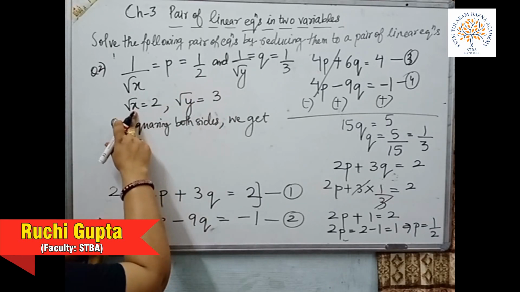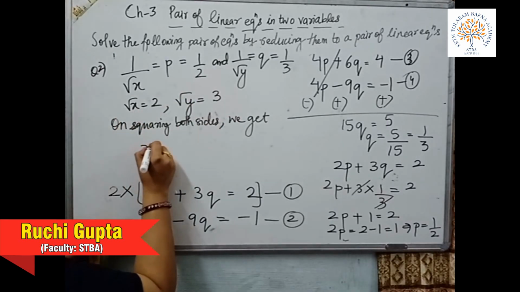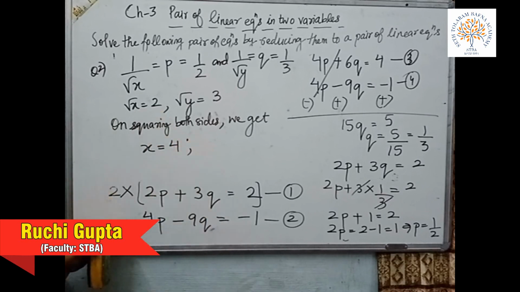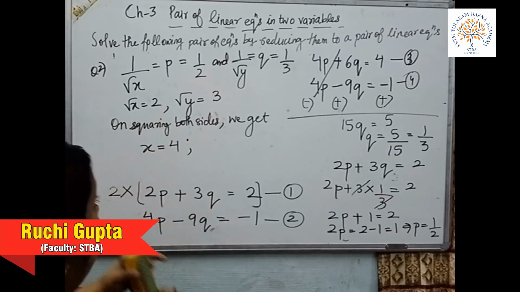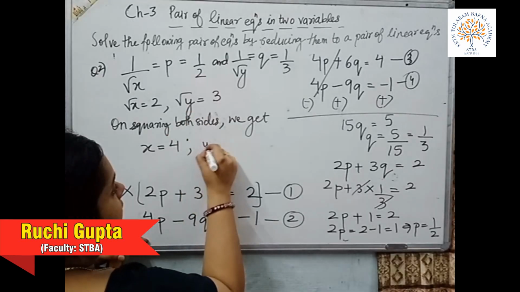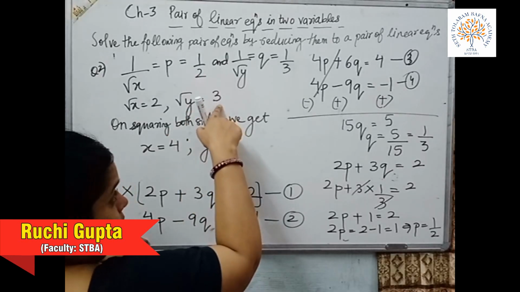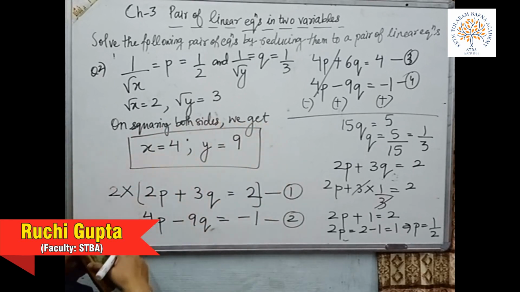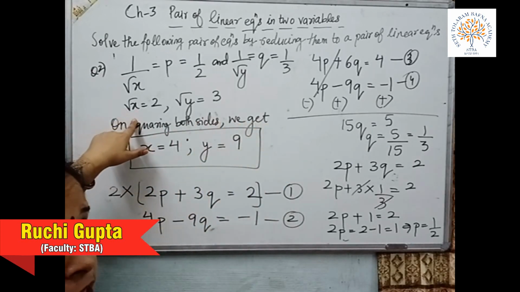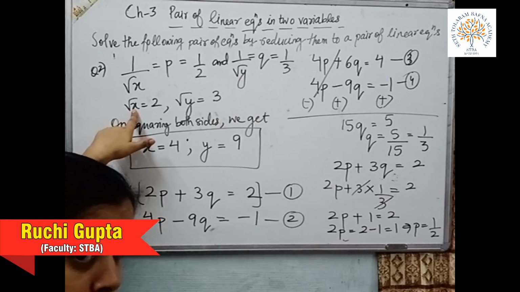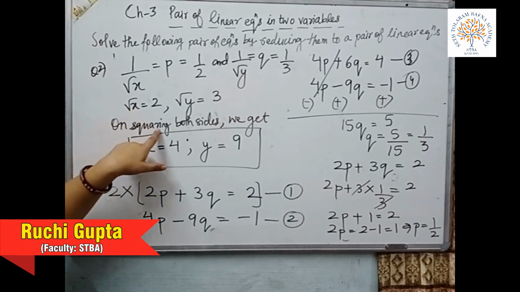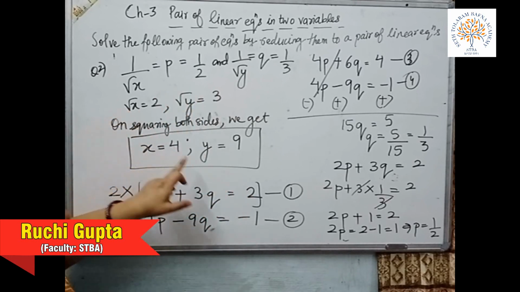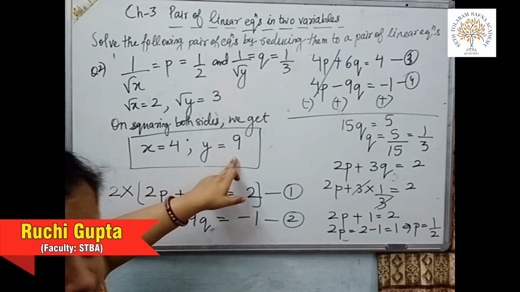So what is the square of root x? It is x. What is the square of 2? It is 4. So what is the value of x? It is 4. What is the square of root y? It is y. And what is the square of 3? It is 9. So in this question, the main thing is how to solve the root also. If you want to remove the root, then square the equation on both the sides. So what is x? It is 4. And what is y? It is 9.